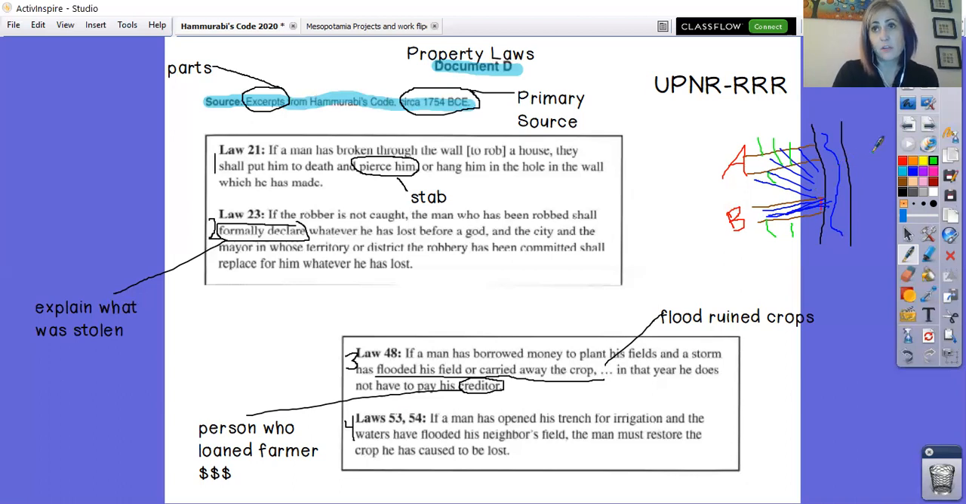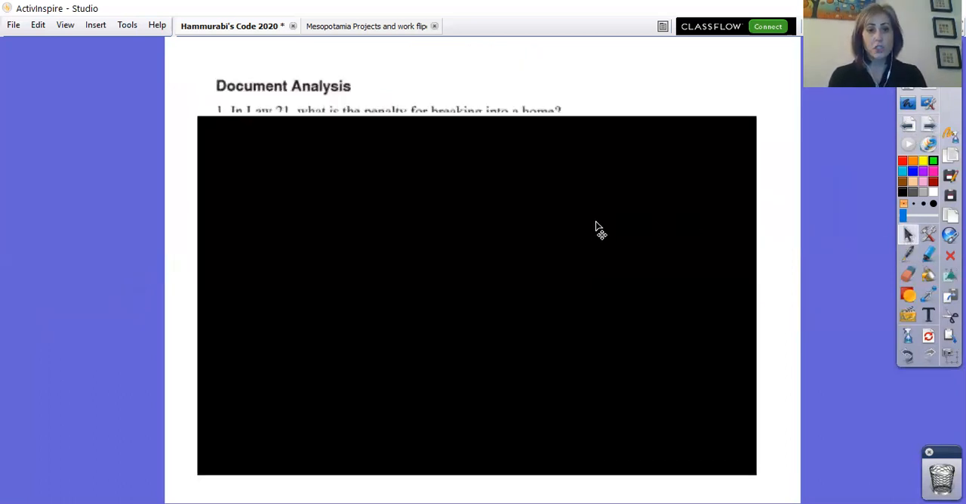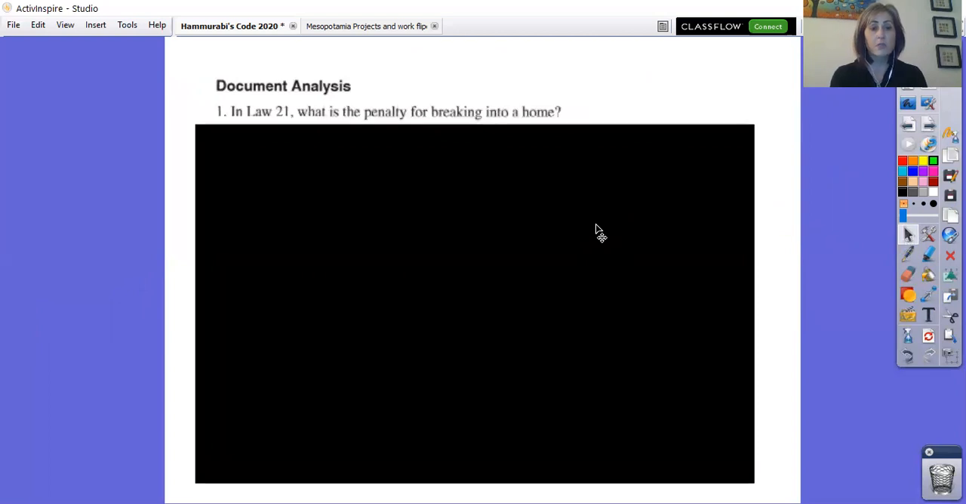Again, something similar to today. If you ruin somebody's property, you can be sued and be forced to pay back the money. All right, so let's look at the questions. Question 1 states, in Law 21, what is the penalty for breaking into a house? So I'm going to be using this so I don't have to go back and forth, and hopefully you have yours in front of you.